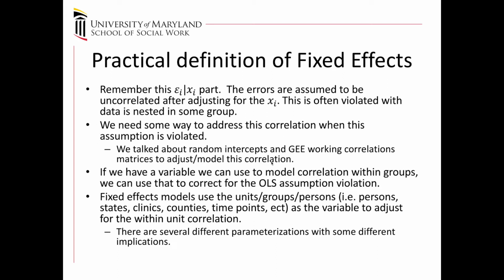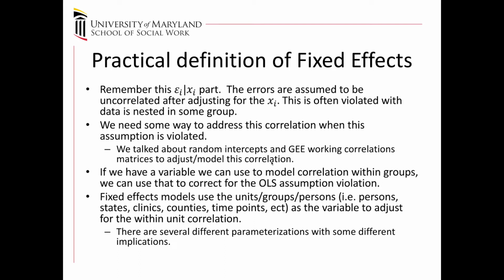So just to orient us toward the problem, we have some set of error terms conditioned on a set of x's that still have a correlation within them. That is the nesting function. We think that these variables, these errors, are grouped in some way not accounted for by our x variables. Now notice I said not accounted for by our x variables, conditioned on our x variables, right? That's an important piece of what we're going to talk about today. So we need some way to address this correlation where this assumption is violated.